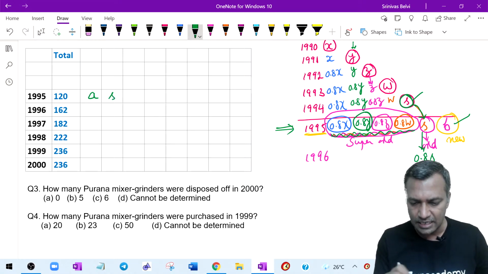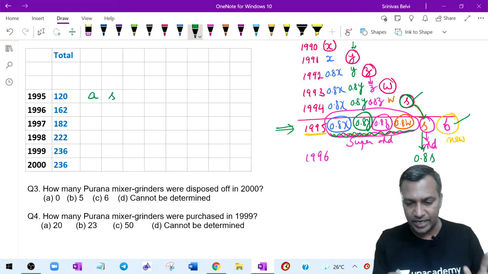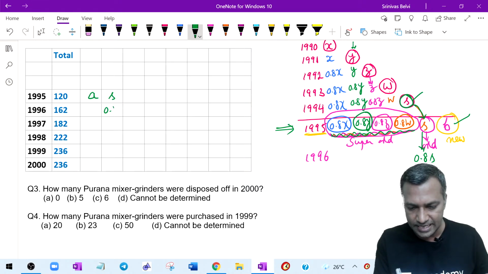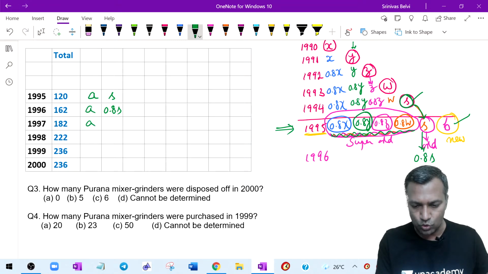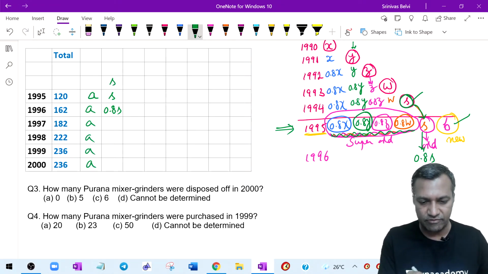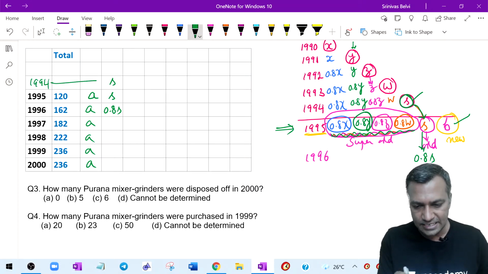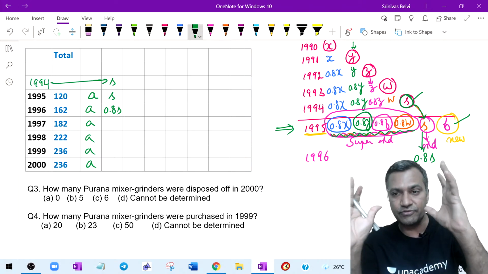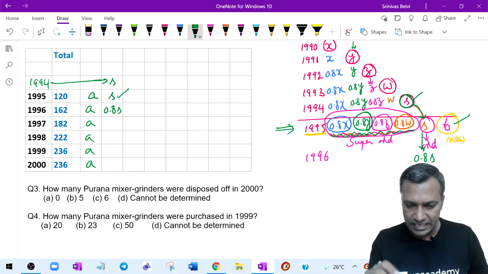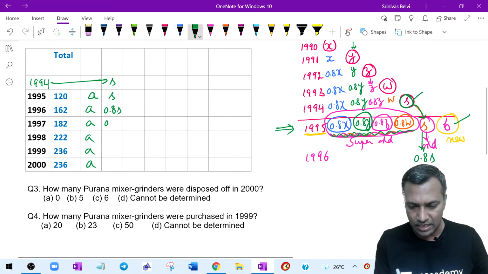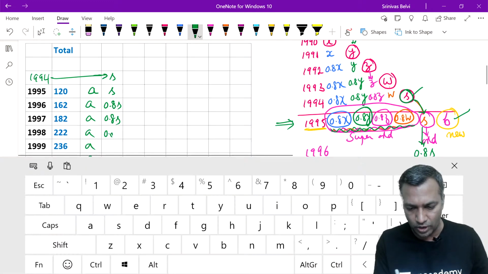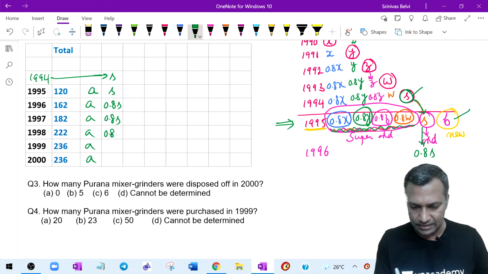What is this S? This S is going to be old enough, because next year this S will become 0.8S. This A is not going to change. Whereas this S was manufactured in 1994. Yes, a new batch of S was sold in 1995 and will remain as S. But in 1996 it will become 0.8S, and after that it will remain 0.8S.